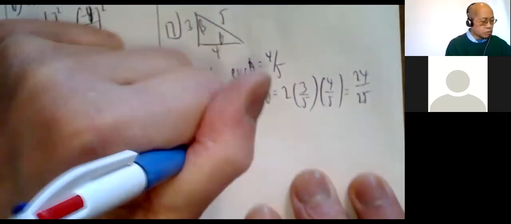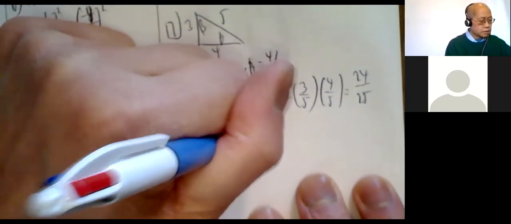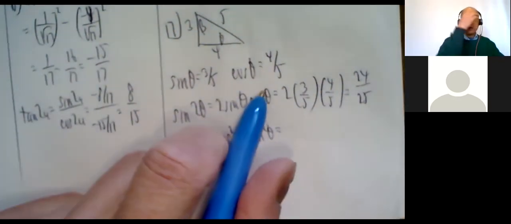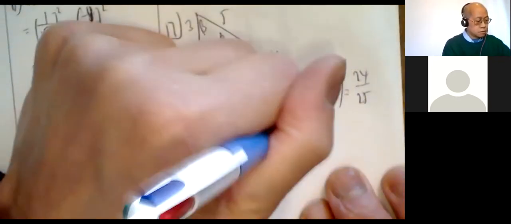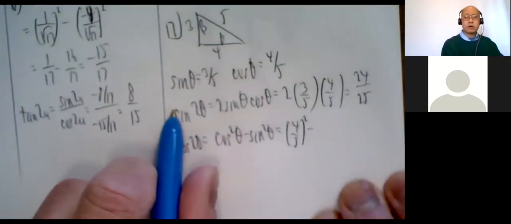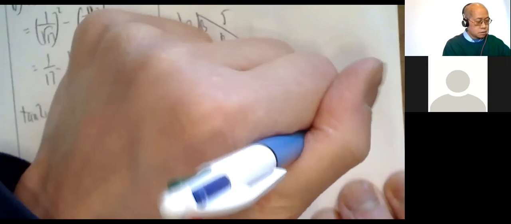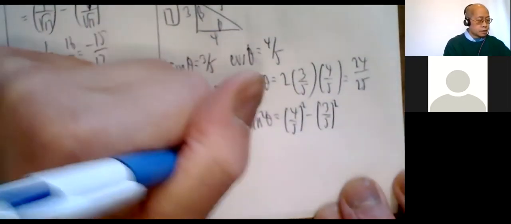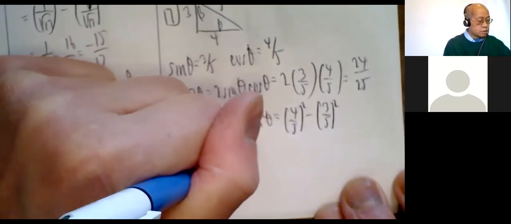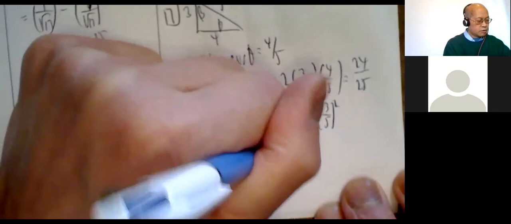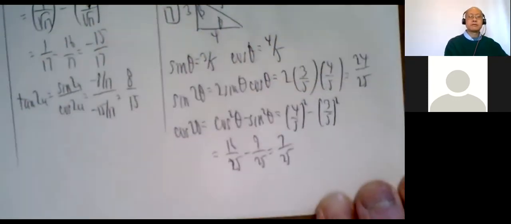Cosine 2 theta by formula. Cosine squared theta minus sine squared theta. So I square this. 4/5 squared minus the square of the sine of theta. 3/5 squared. That's 16 over 25 minus 9 over 25, which is 7 over 25.